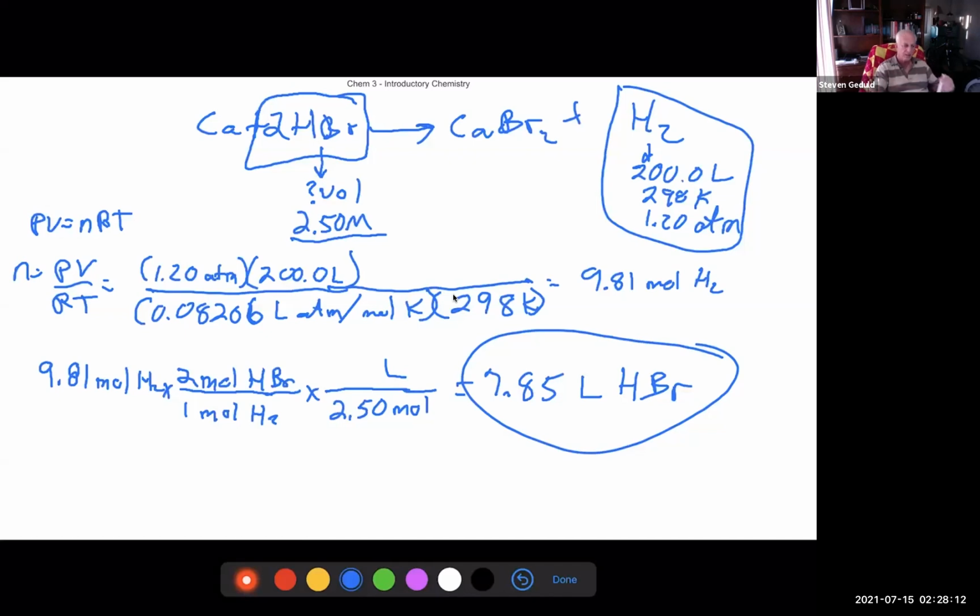Does that make sense? Yes, it does. Good, perfect. Because you gotta get to moles. Where's my mouse? There it is. All right, perfect. That is the end of that chapter.